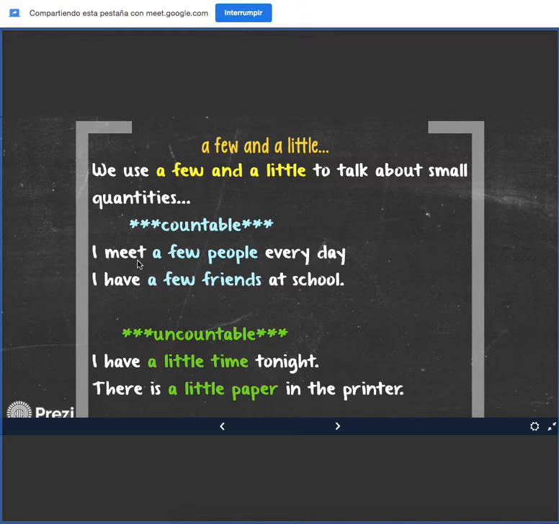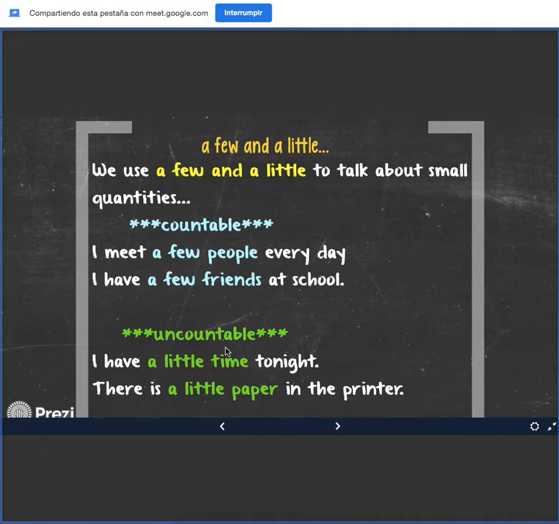So look at this with countable. I meet a few people every day. People is countable, so you can say how many people you know per day. What about this one? I have a few friends at school. Or without a, también la pueden decir sin a. I have few friends at school. Okay? It's good. Both ways are good. So, to talk about countable things.